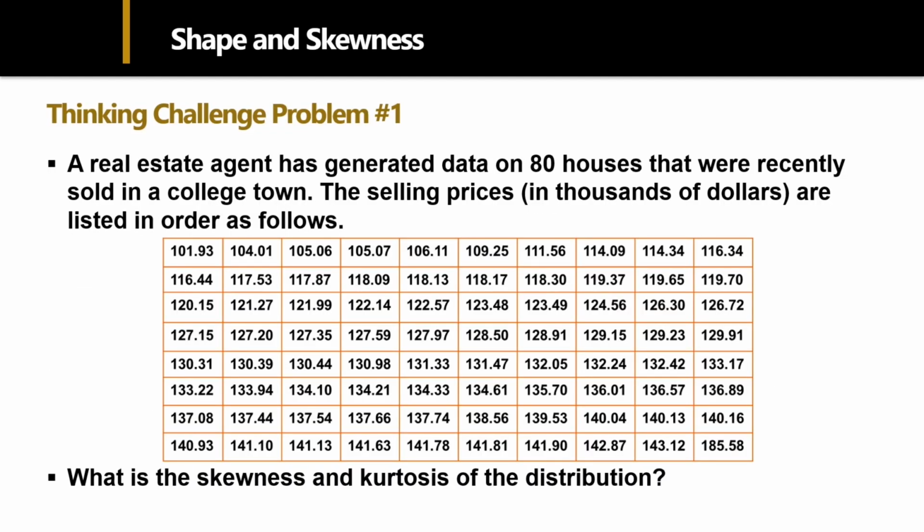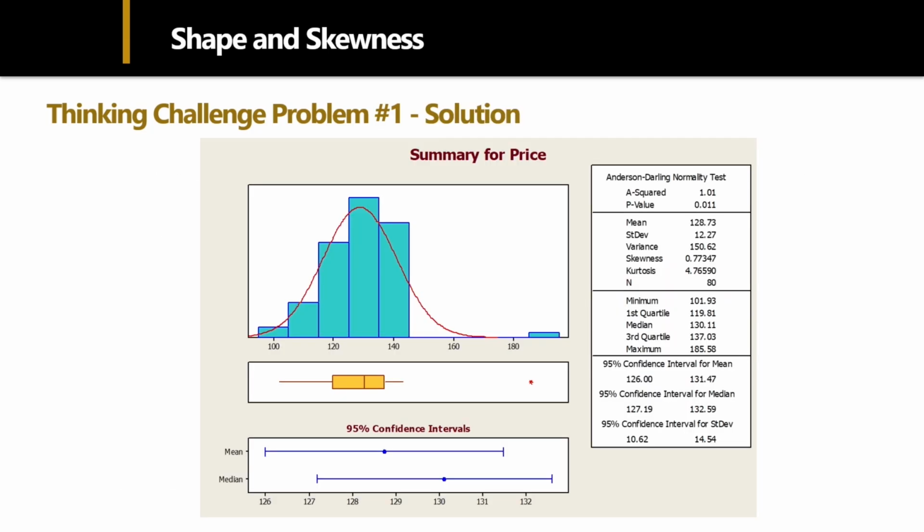Let's take a look at an actual problem. So below I have 80 different values of selling prices for homes in a college town. A real estate agent gathered this data set, and I'm interested in the skewness and the kurtosis of this distribution. We could put this data into Minitab and automatically generate the summary of the distribution. So I have a mean of about 129, standard deviation pretty close to 12.3.